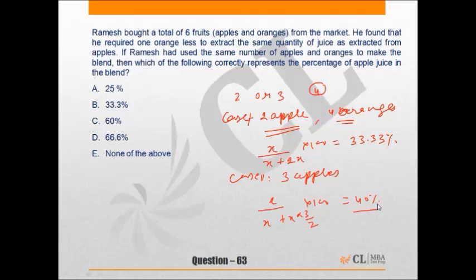If we look at the options, there should have been a unique answer for this question. However, this is not the case as we are getting two different figures. One is 33.33% and the second one is 40%. But the first figure is given in the options. So this option has to be the correct answer.